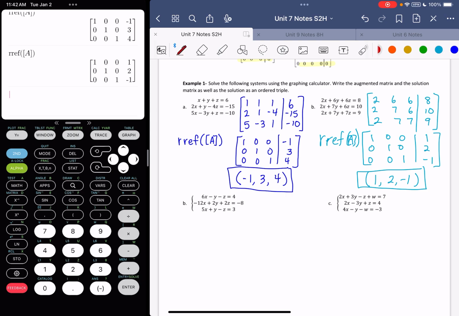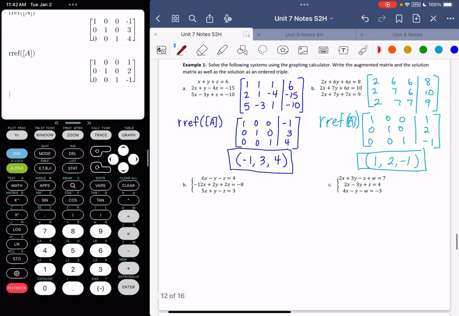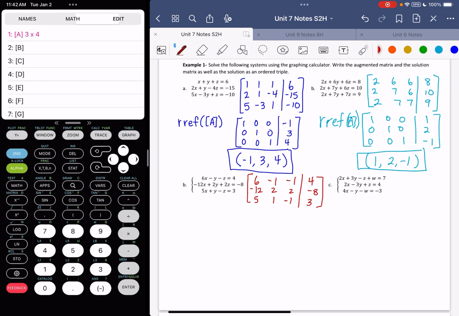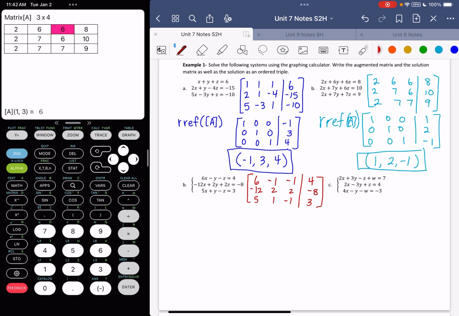Okay, let's try the next one. 6, negative 1, negative 1, 4. Negative 12, 2, 2, negative 8. 5, 1, negative 1, 3. So we want to edit. Enter all of our numbers.